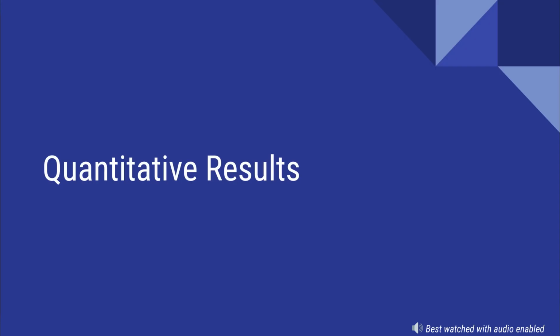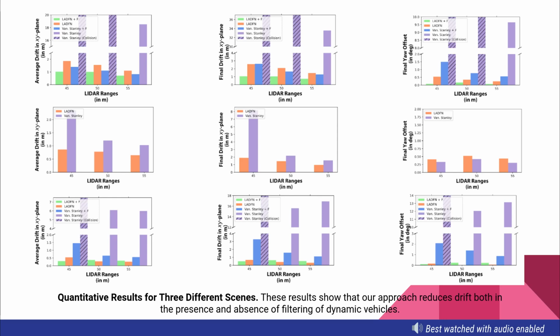We will now discuss the results of our experiments. In this figure, we show our LADFN system significantly reduces drift compared to competing benchmarks on a variety of scenes. LADFN is shown in green and orange bars that represent filtering of dynamic vehicles enabled and disabled respectively. Similarly, the competing benchmark, a standard Stanley controller, is shown in blue and purple bars.